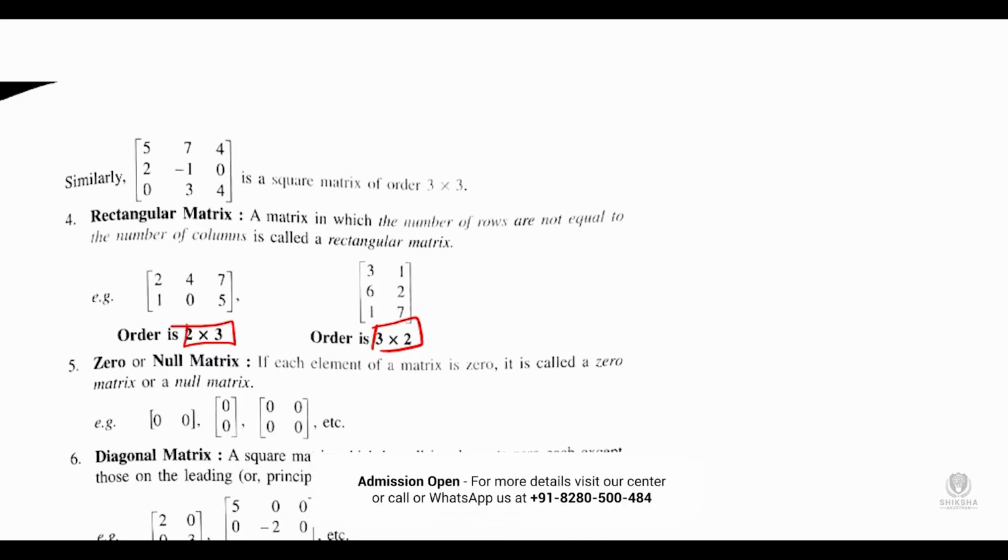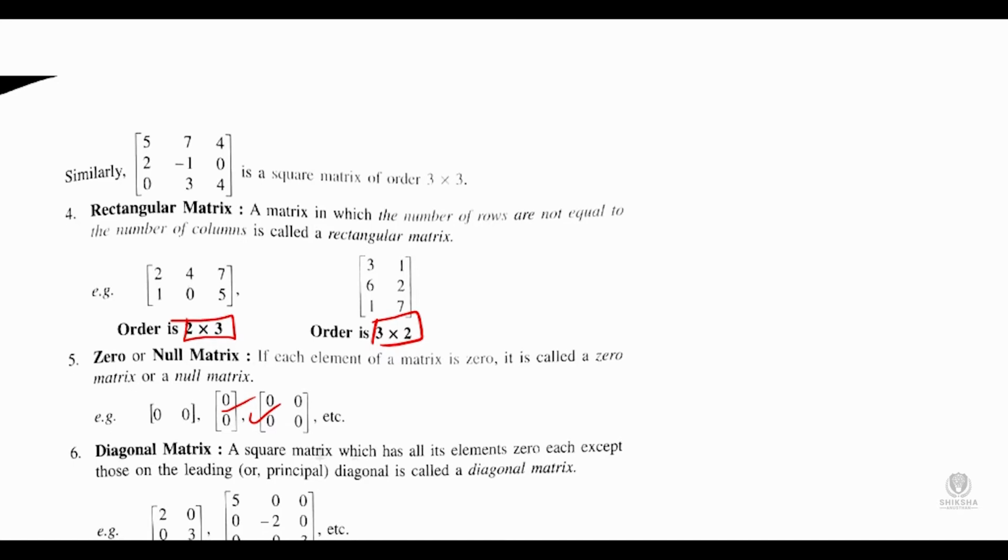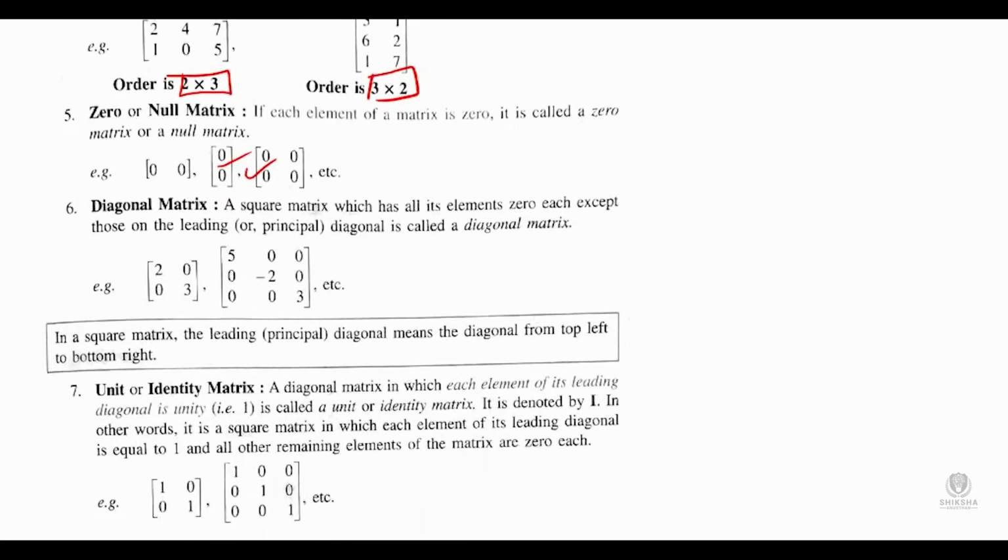If each element of the matrix is 0, like in this case, it is called a zero matrix or null matrix. And if the elements of the matrix are arranged in a diagonal form, then it is called a diagonal matrix, like in this case. This matrix has all of its elements as 0 except those lying on the principal diagonal. Except for this principal diagonal, all other elements need to be 0 to form a diagonal matrix.